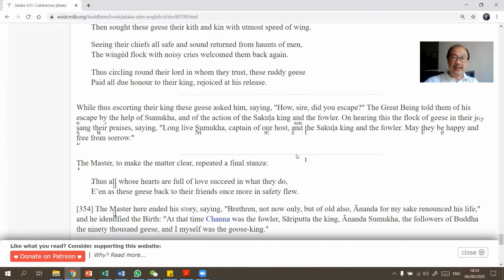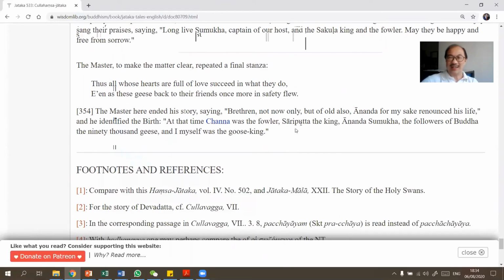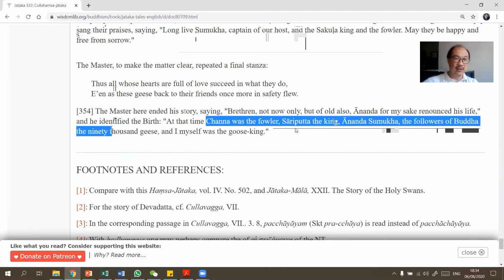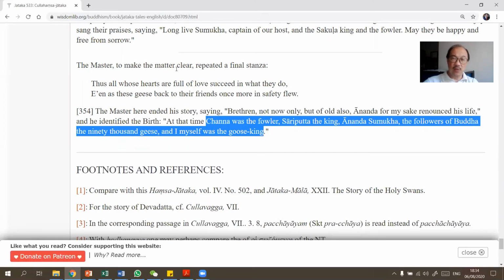The second part in the Jataka is the who is who. You can see here the role of each character in the Jataka story. You can find that Channa was a fowler, Sariputta was a king, Ananda is Sukhuma, and the followers of the Buddha were the 90,000 geese, and he himself, the Bodhisattva himself, is the goose king. So you can find in the story of the goose that these are the characters in the Jataka and who is who. So two things from Jataka: the lesson learned and who plays which role.